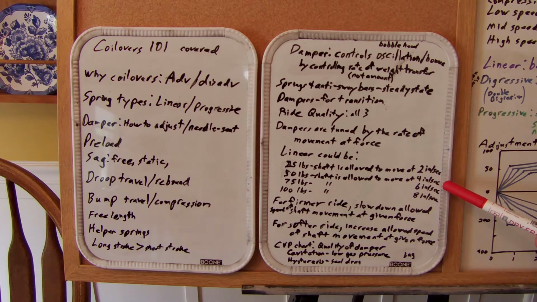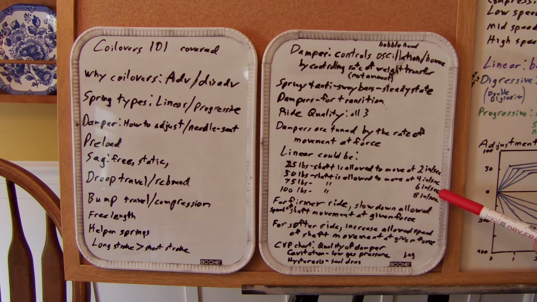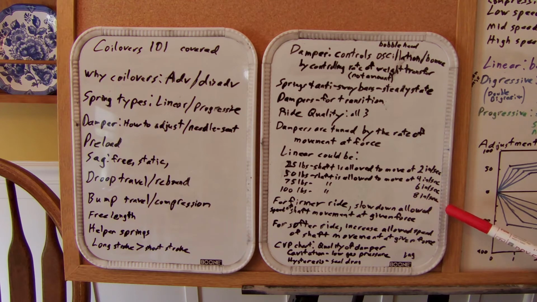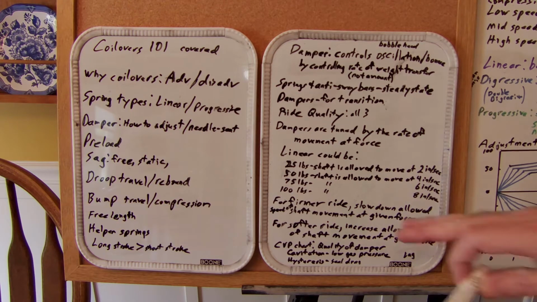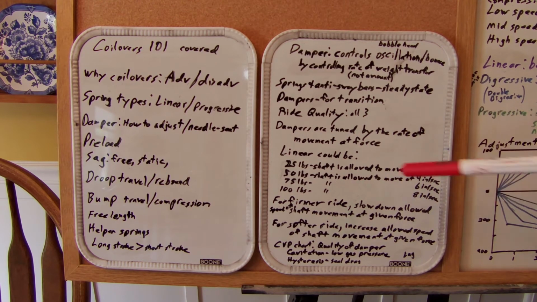With linear, you could have it set to do 25 pounds is 2 inches a second, 50 pounds is 4 inches a second, and again, this is the shaft movement, the speed at which the shaft will move. At 75 pounds, 6 inches a second. At 100 pounds, 8 inches a second. Again, this is just an example, but that would be a linear curve for that damper.